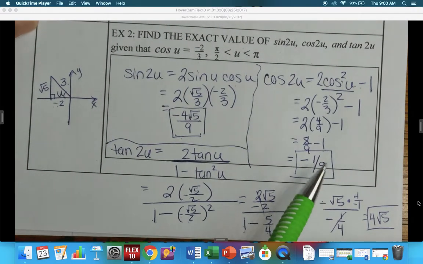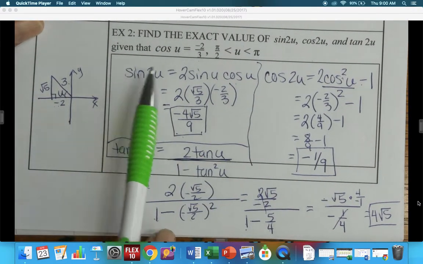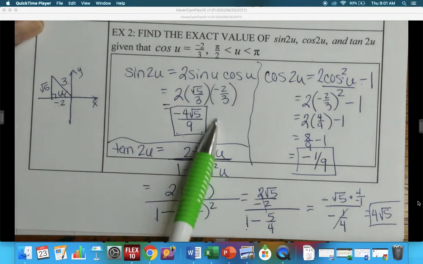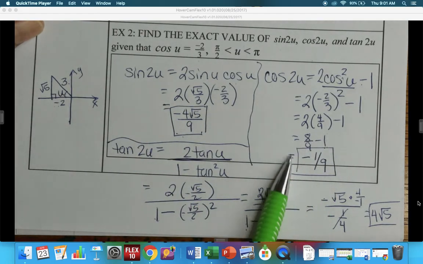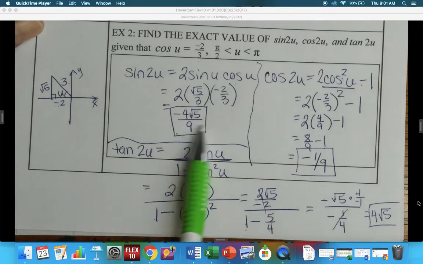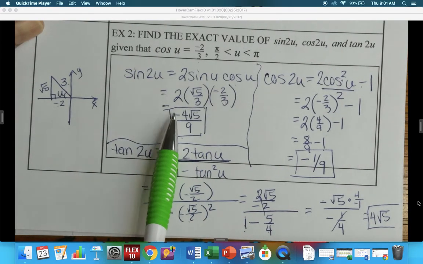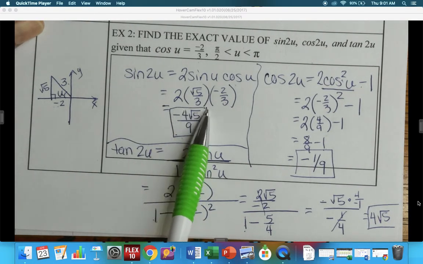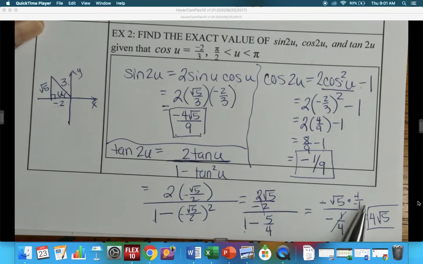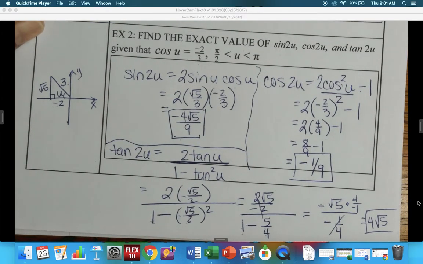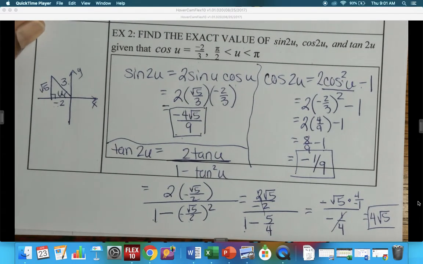Okay, and if you look at my other suggestion, sine divided by cosine, if I would have taken this answer and divided it by negative 1 over 9, my 9's would have canceled out. The negatives would have canceled each other out, and I would have ended up with 4 root 5. So you may use the formula, but if you have enough information, just use the trig ratios that you already know. Don't always have to use formulas. All right.